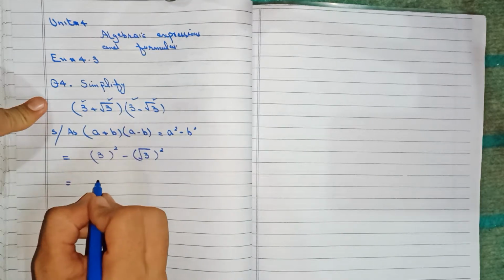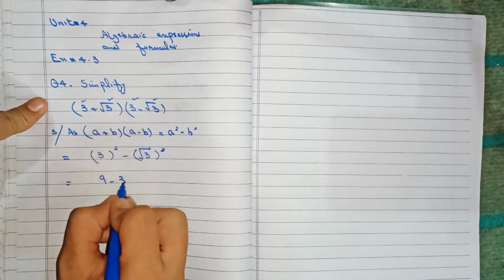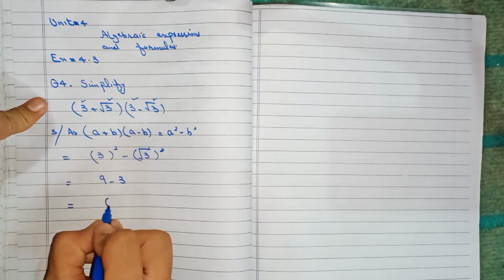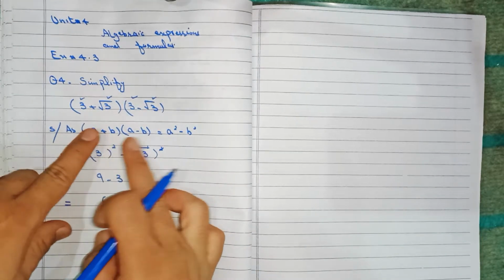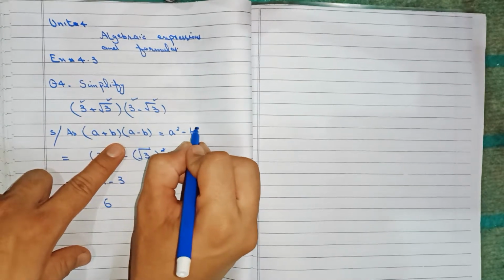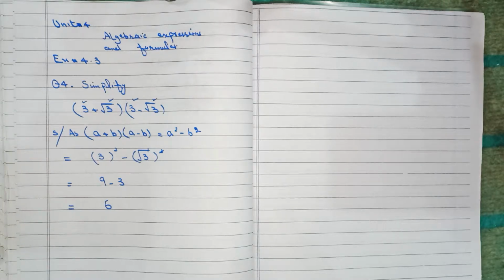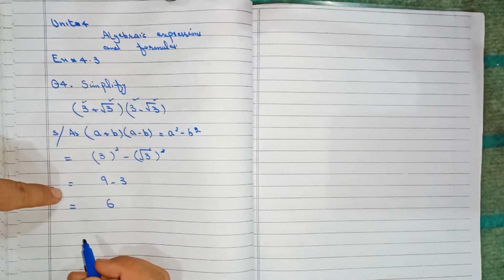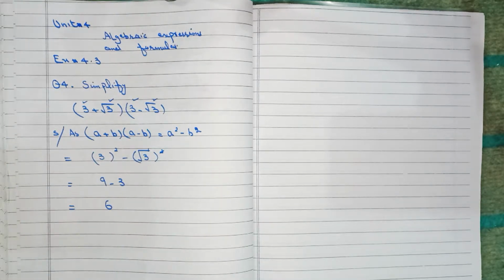3 square is 9 and square cancels with the square root sign. 9 minus 3 is equal to 6. So this is a very simple part, and this formula a plus b into a minus b equal a square minus b square we will frequently use, but we use only this formula to solve the fourth and fifth part in question number 4. Now the fourth part will have to take the LCM, so I'm solving this on the next page.